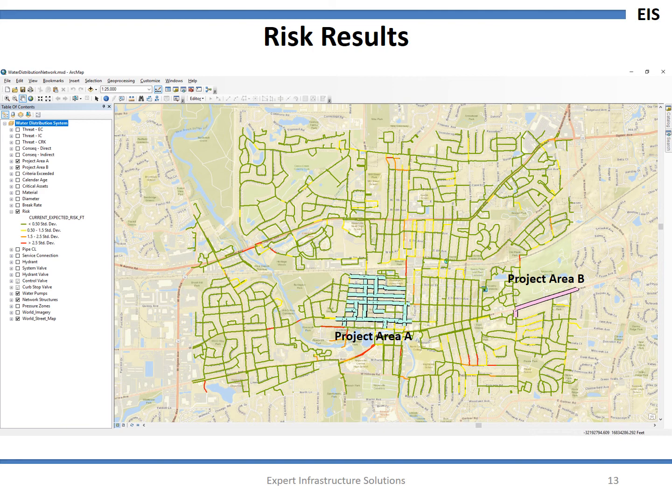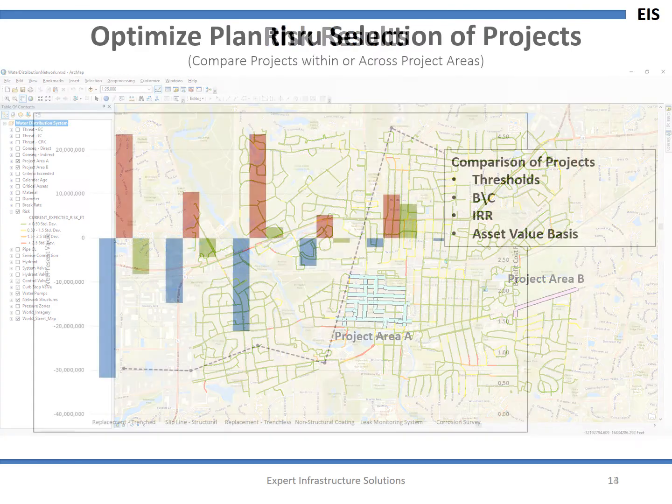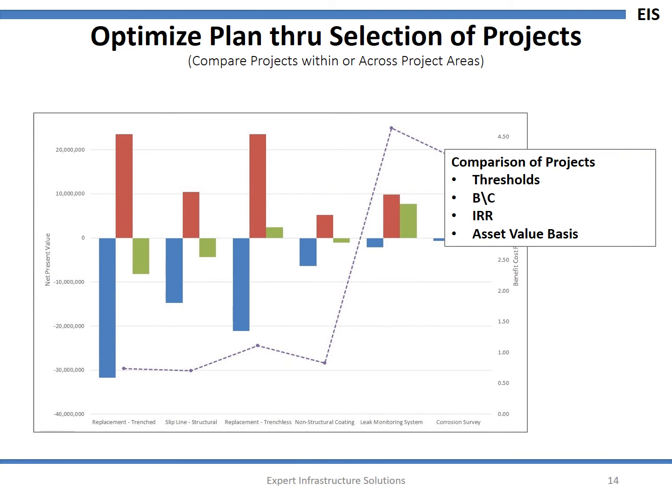And then within these project areas, we can then use the same risk model to compare different kinds of projects. There's different types of rehabilitations and different types of replacements that can be done. The point is to find out what's the most effective. And that's what this is showing here, just comparing different kinds of projects and their benefit cost over time, as well as comparison to their asset value.